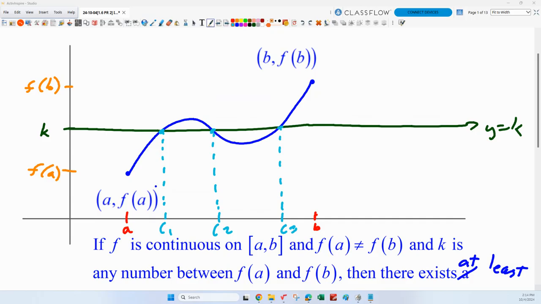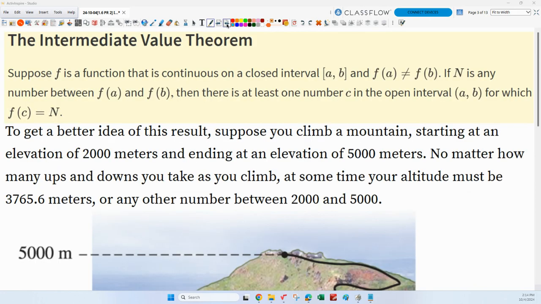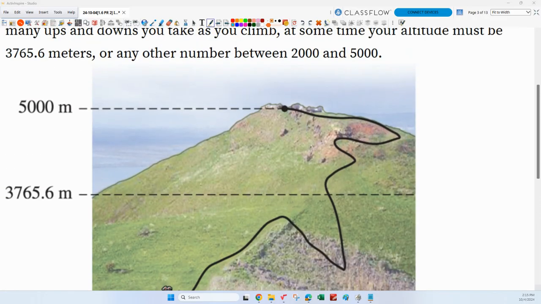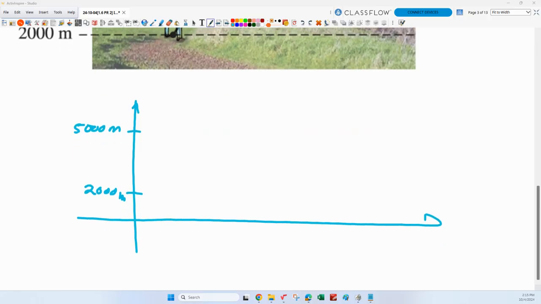Is it 2,000 after 2,000? Oh, say it again. Okay, so on our graph, that would need to be 2,000 and 5,000 probably, right? Make sense? Okay, now we're getting somewhere. So on our graph, this is going to be 2,000 meters, and this is going to be 5,000 meters. And that interior value, what was it? It was like some crazy number. 3765.6. Okay.